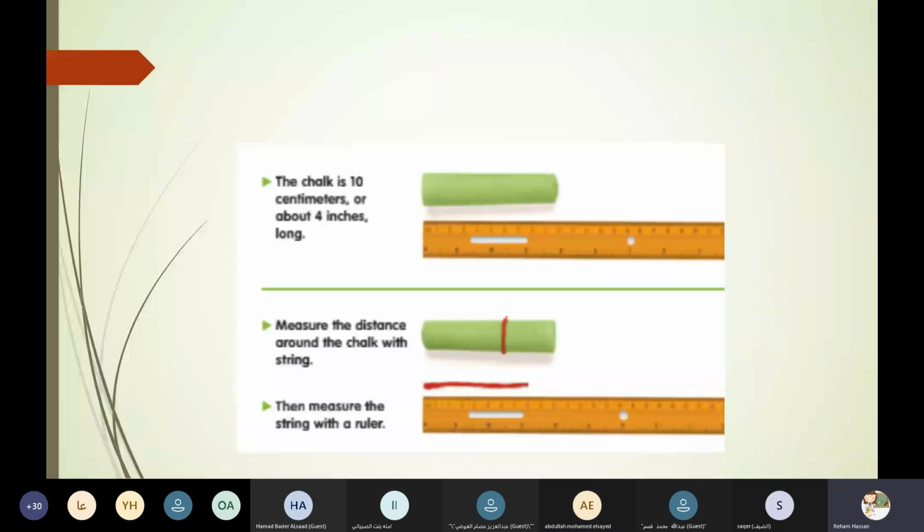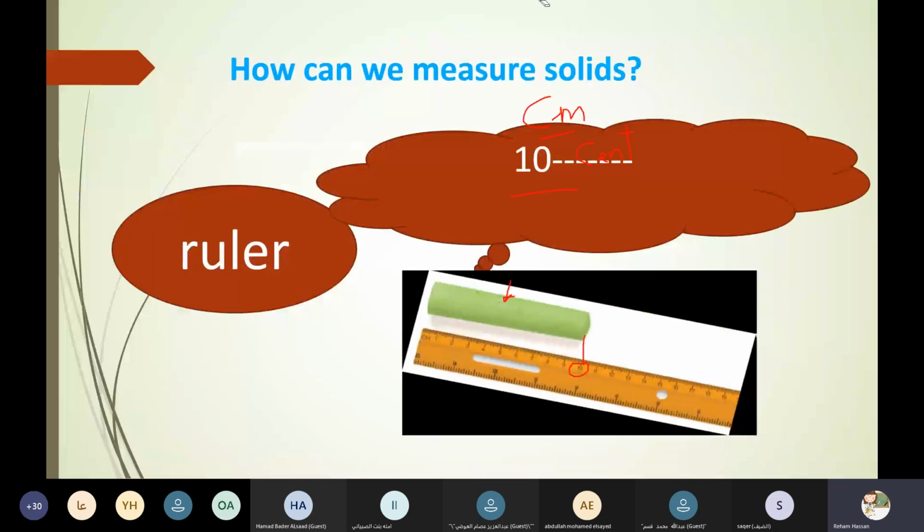We can use this string. Can you see this string? Okay, I will erase. So if we use this string around the chalk, and then we measure this string on the ruler, we know the width of this chalk. So we can use the ruler to measure the length and the width, okay?